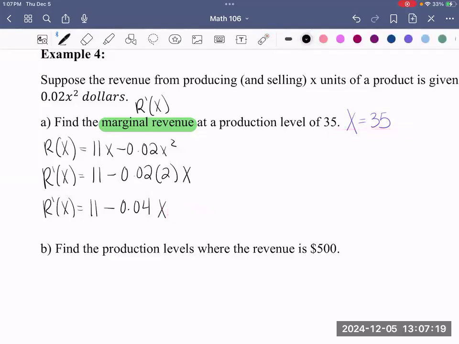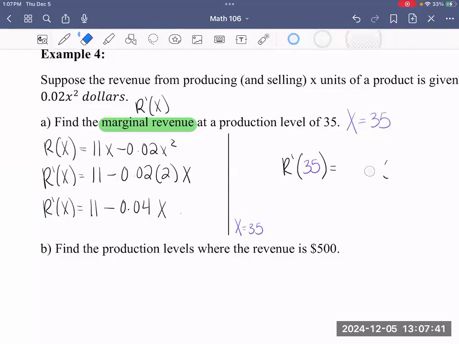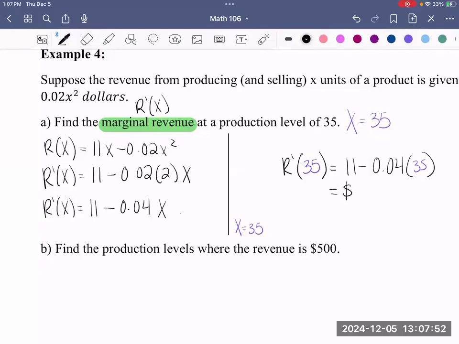So let's say we have 35. We can now substitute when X is equal to 35. So the increase in production of an additional unit is 11 minus 0.04 times 35, there we go. We're going to have an increase of $9.60 for the additional unit.